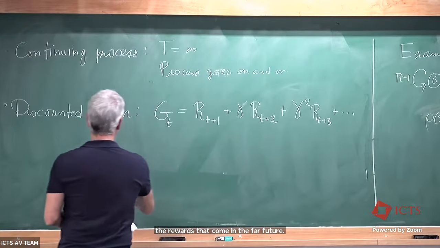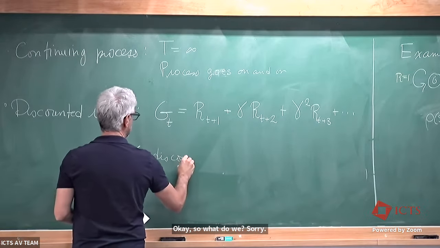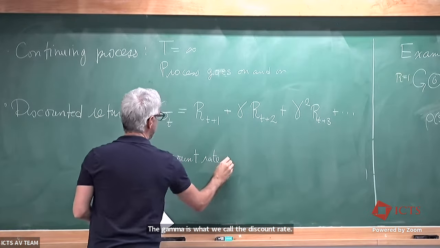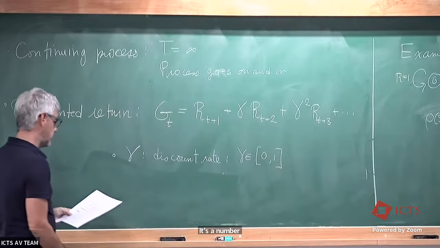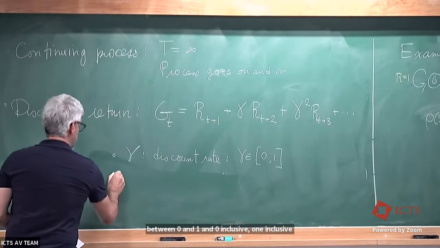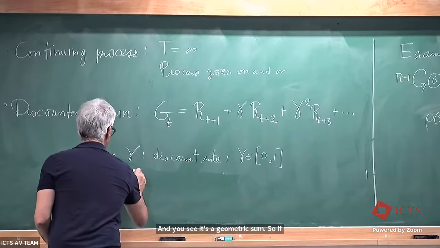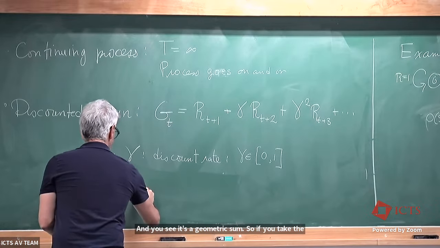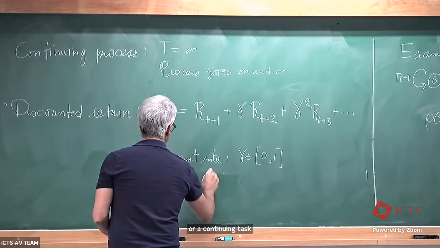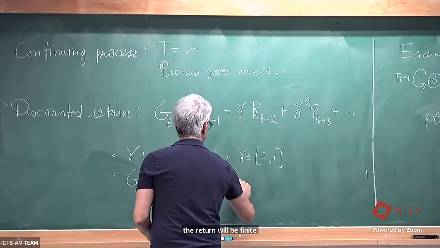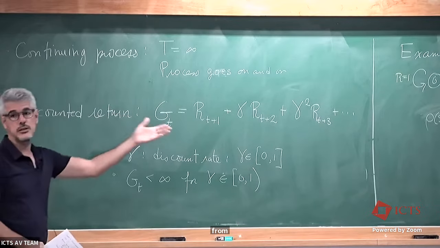The gamma is what we call the discount rate. It's a number between 0 and 1, 0 inclusive, 1 inclusive. And you see it's a geometric sum, so if you take the gamma strictly smaller than 1, then for a continuing task, the return will be finite if you choose gamma from 0 but strictly below 1, so you don't take 1. Okay, because it's a geometric series, so it's going to converge.